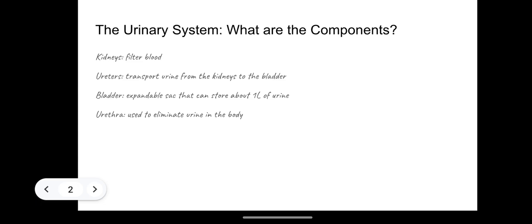So, urinary system. What are the components of it? So you have the kidneys, and these will filter blood. Ureters, these connect the kidneys to the bladder and will transport urine from the kidneys to the bladder. The bladder is like a urine reservoir, and this is an expandable sac that can store about 1 liter of urine. The urethra is connected to the bladder, and this eliminates the urine in that urine reservoir out of the body.